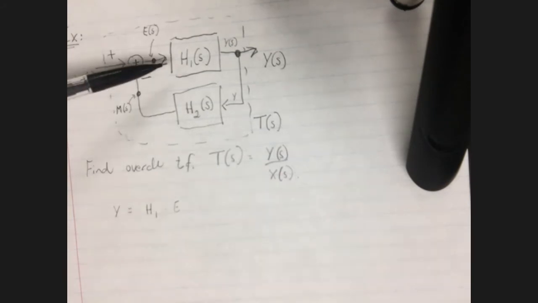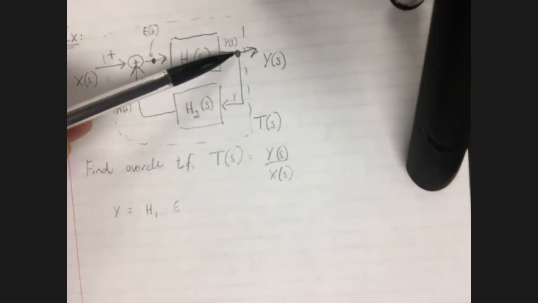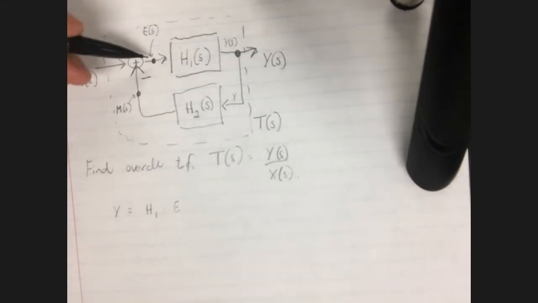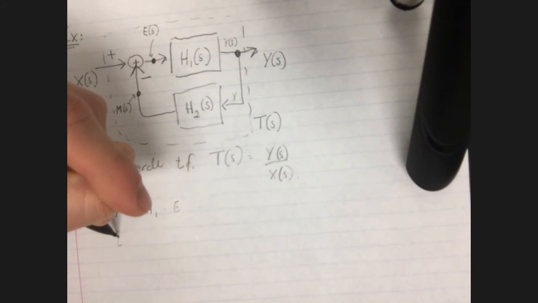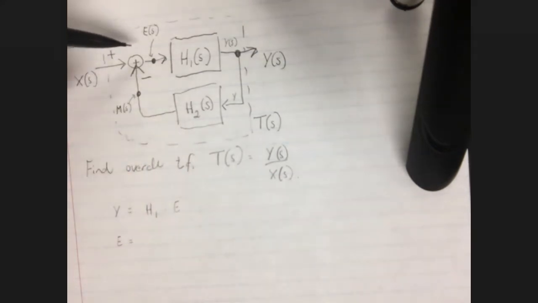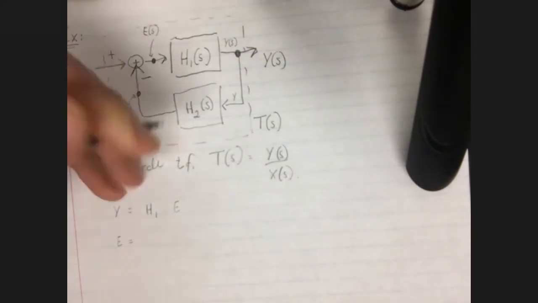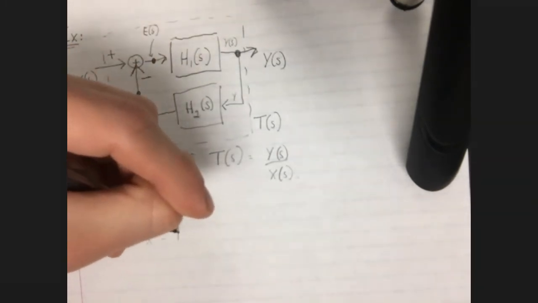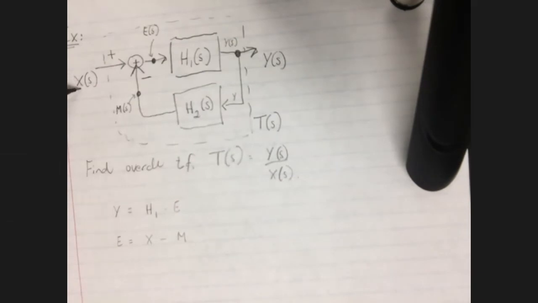Do you guys agree with that? Right off of that, if I look at this, Y is equal to H1 times E. And if at some point you're like, I don't buy that, let me know. Now, E in turn comes out of the summer. E is what comes out of here, and it's going to be X minus M, right? Notice X goes in with a positive sign, M goes in with a negative sign right there. So E is X minus M.